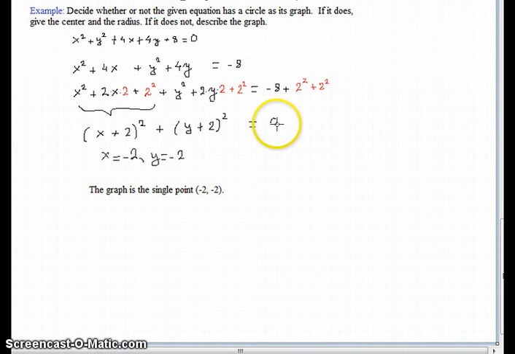If you solve a problem and the right side becomes a negative number, then there is no way to add 2 squares to get a negative number. In this case, the graph of the equation will be non-existent. There is no such figure.